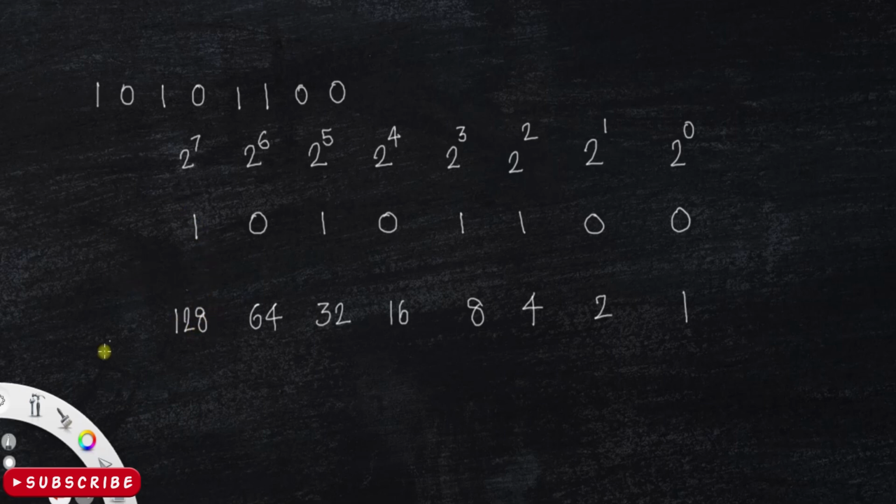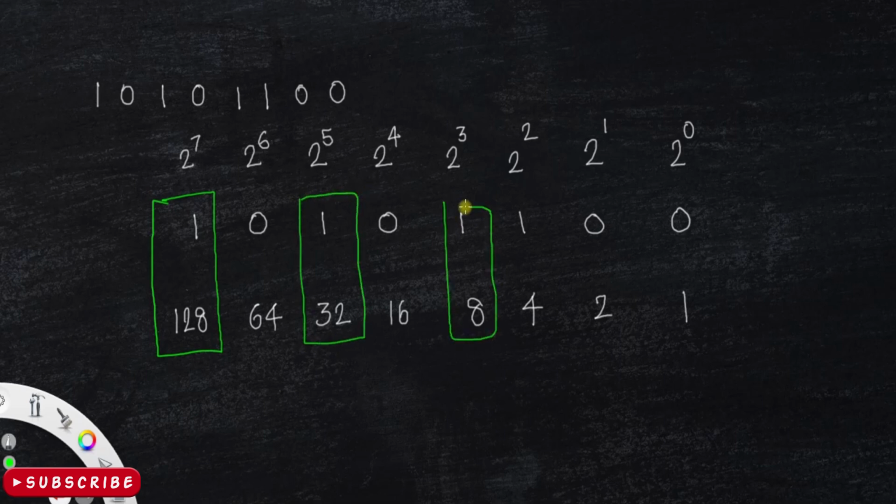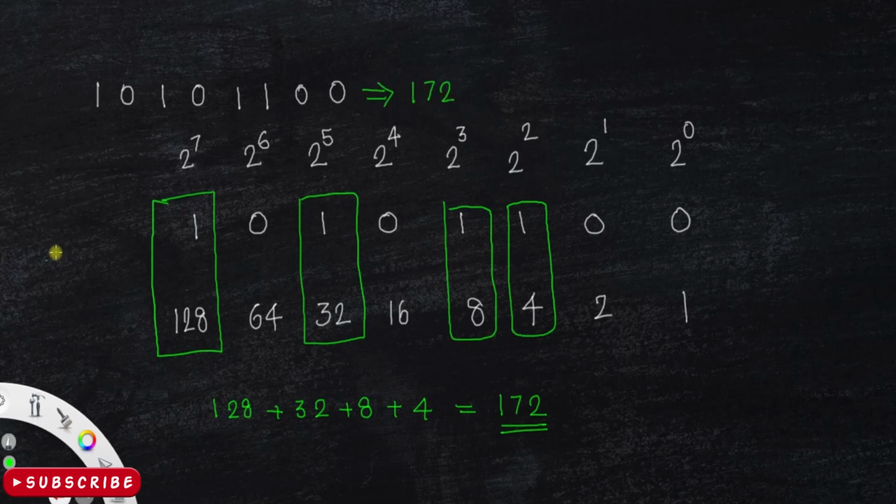Now as I said before, consider only those that are under 1, and eliminate everything which is under 0. So the first one will be 128. Now add all those that come under 1. 128 plus 32 plus 8 plus 4. If you add, you will get 172. Okay, so this is actually 172. Clear?